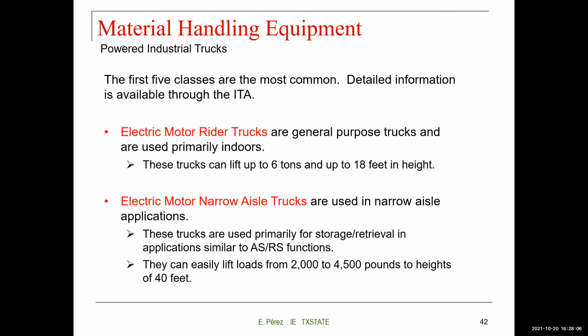The narrow aisle trucks are used in narrow aisle applications, and they are used primarily for storage and retrieval in applications similar to AS/RS functions. They can easily lift loads of 2,000 to 4,500 pounds to heights of 40 feet.